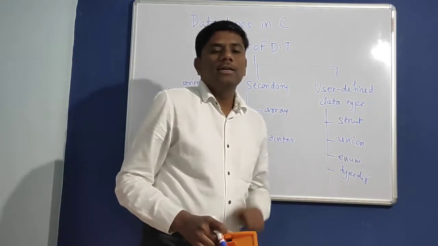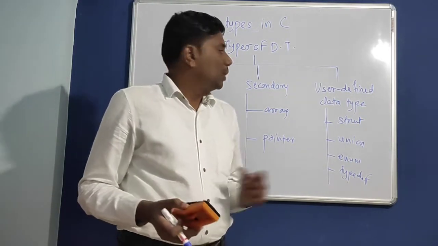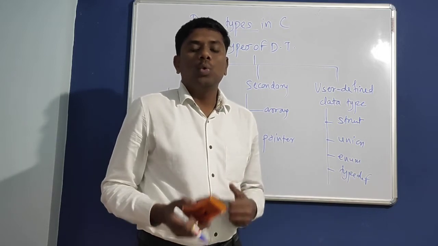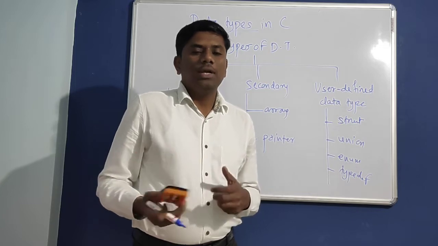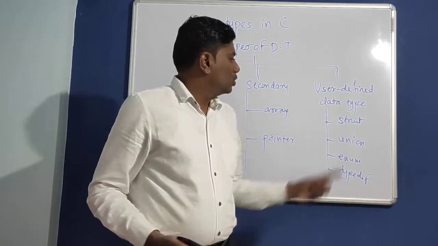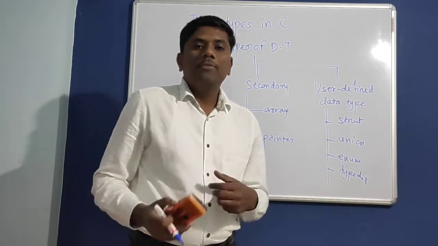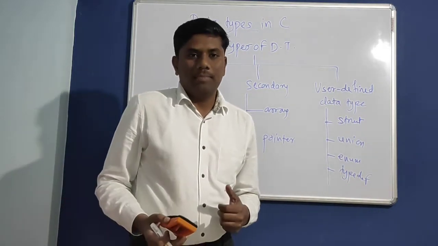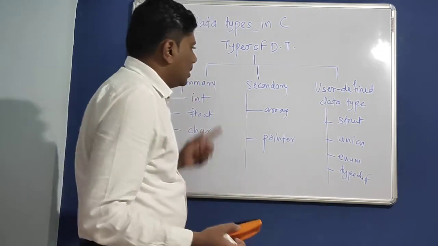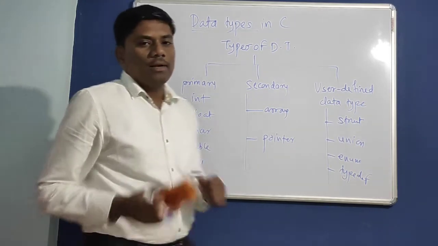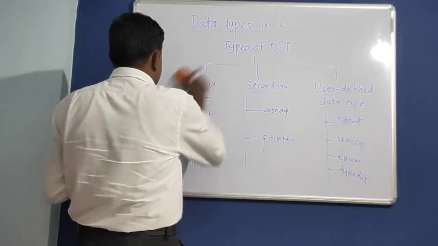And third category is user defined data type. So based on user requirement, user can create its own data type. So suppose I want to store information of student. So student information will be of different data type. So I can go for struct, union, enum. By using typedef, I can create my own data type. So that is user defined data types. Our focus will be on primary data type in this session. So let us move to primary data types in C language.